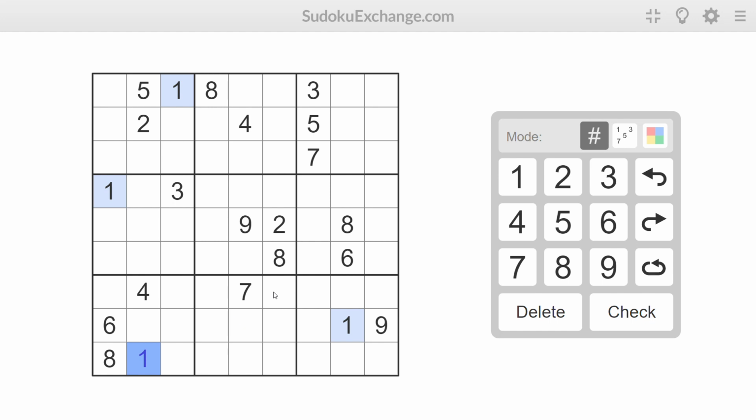Okay, now in this box we already have a 1 in this row, a 1 in this row, so we're left with only these two cells. So let's pencil mark a 1 in these two cells.